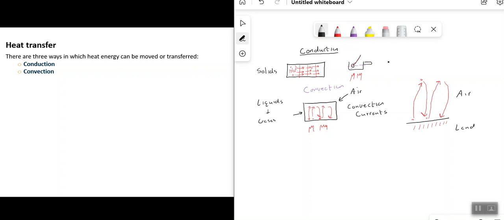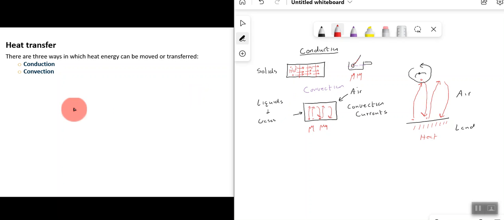Sometimes if you look around in the summertime, particularly on a hot day, you might see birds moving around in a circle in a particular space. What they're actually doing is riding around on these convection currents. The land gets hot, so the heat from the land is transferred into the air, and then you get this movement of heat through the air through these convection currents.